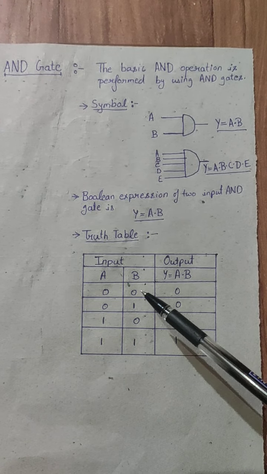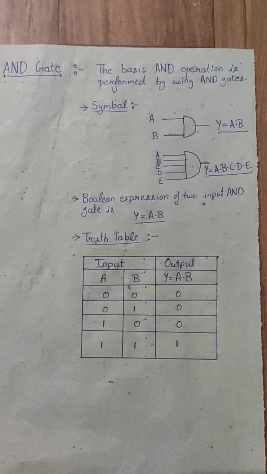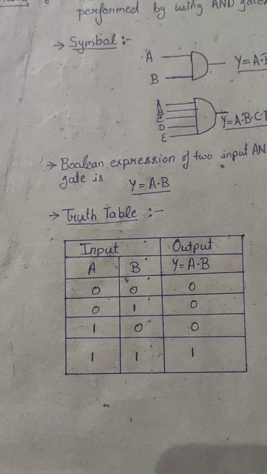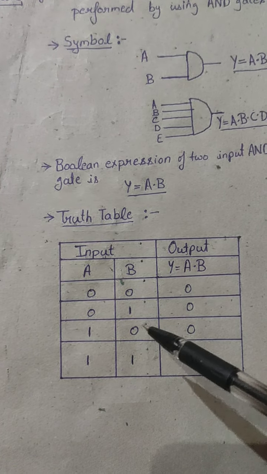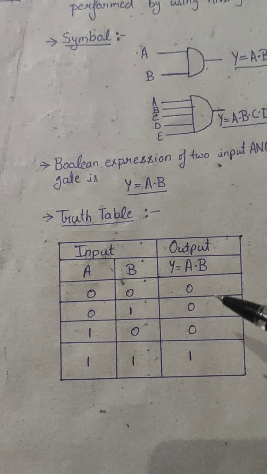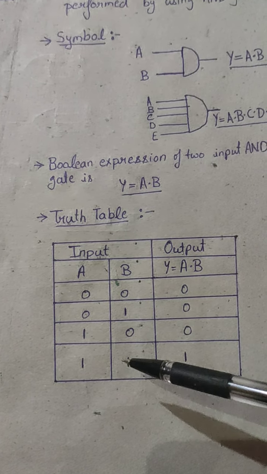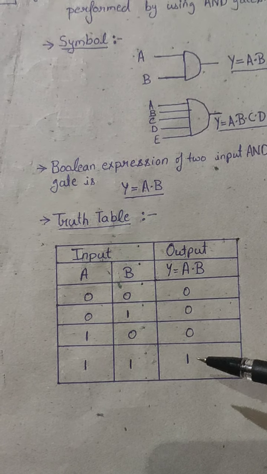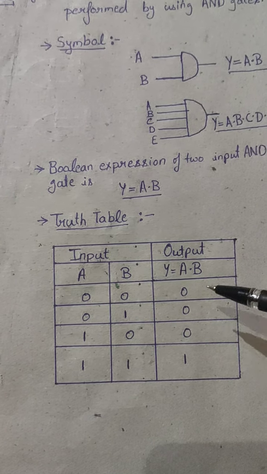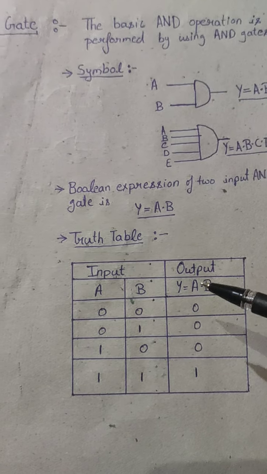For 0 0 input, output is 0. For 0 1, output is 0. Then for 1 0, output is 0. For 1 1, output is 1. So we can see that only when the input is 1 1 for both input variables, the output is 1, otherwise it is 0 for all other combinations of inputs. So this is the AND gate.